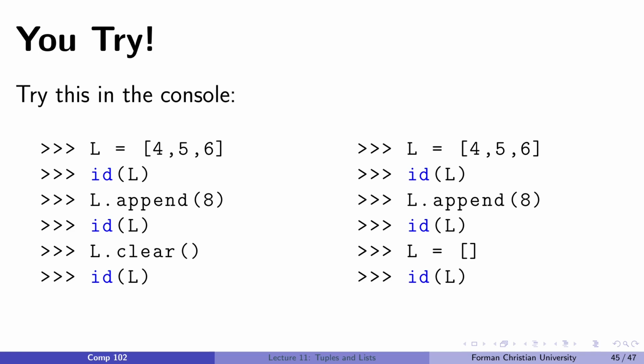Try this in your Python console. 2 columns of code here. On the left side, append and clear, those are mutations. And on the right side, append and then reassign to an empty list. So check the ID of L after each step. On the left, the ID stays the same object. And on the right, the ID changes after reassignment. So that's a new object, a completely different object. So pause the video and type this out. Seeing the actual ID numbers makes this concept click.